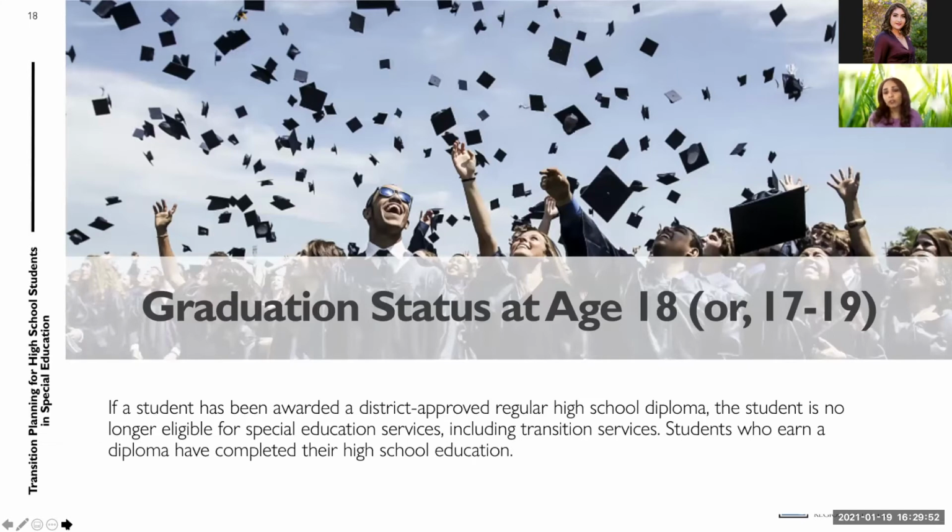The typical graduation age is 18. However, some students are able to complete their courses early, so they can graduate at the age of 17 or younger. Or some students need to stay a little longer, so the age of 19 is an acceptable graduating age also. Next.